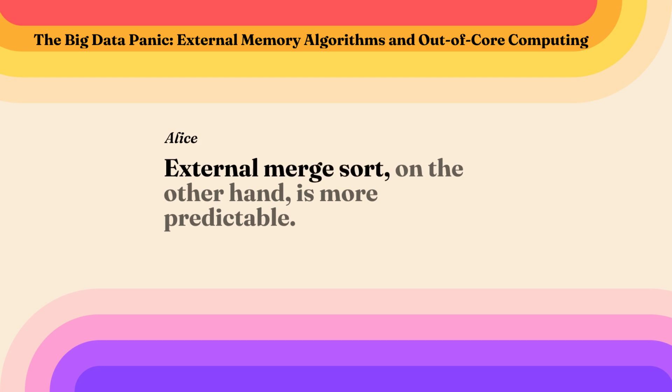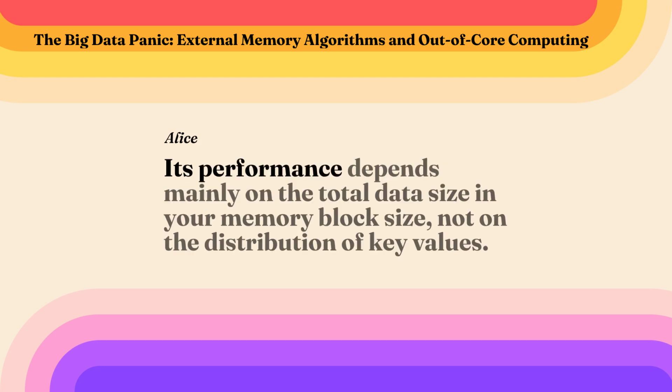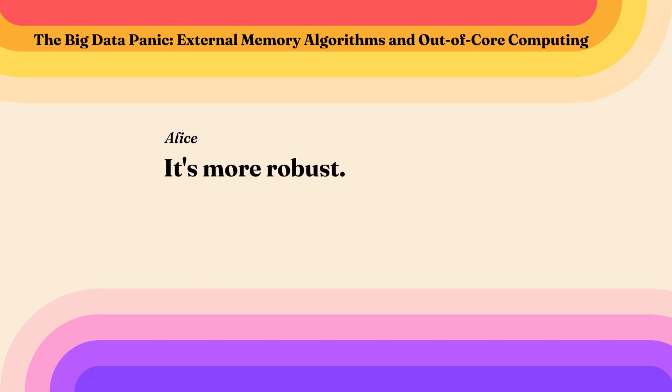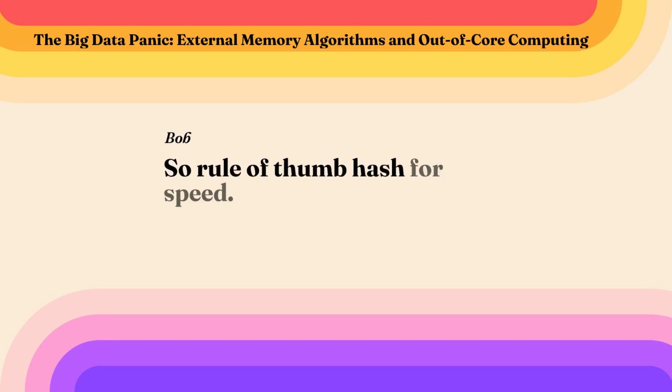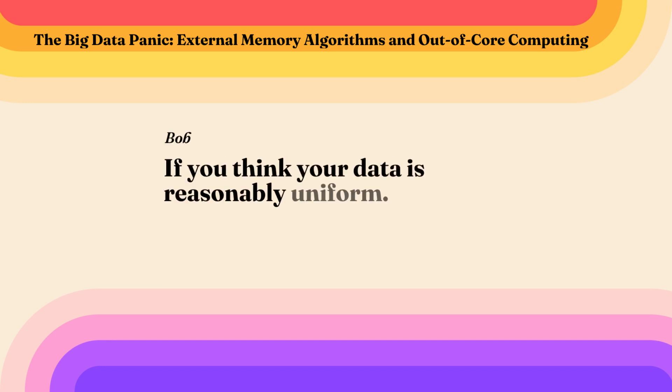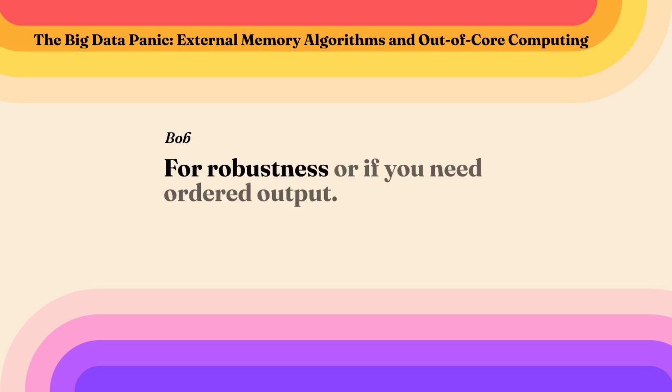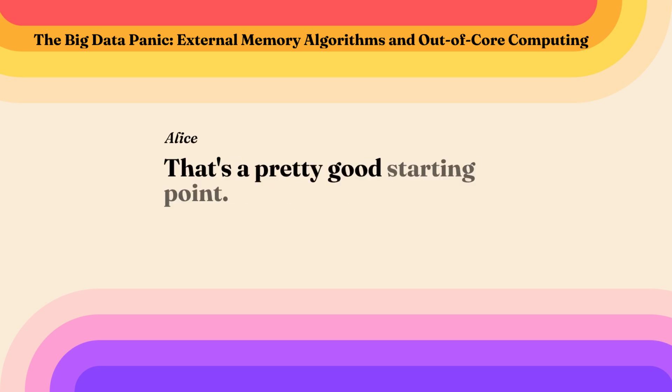Exactly. External merge sort, on the other hand, is more predictable. Its performance depends mainly on the total data size and your memory block size, not on the distribution of key values. It's more robust. Plus, if you need the final result ordered anyway, like for an ORDER BY clause, sorting is the natural choice. So, rule of thumb, hash for speed if you think your data is reasonably uniform, sort for robustness, or if you need ordered output. That's a pretty good starting point, yeah.